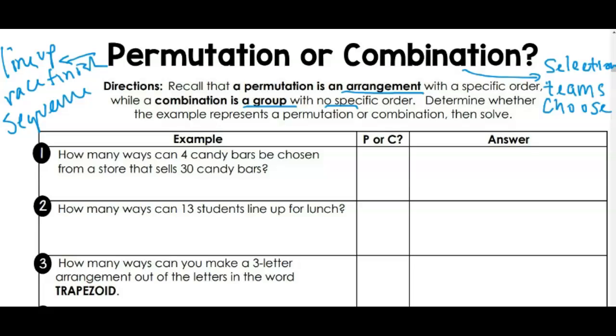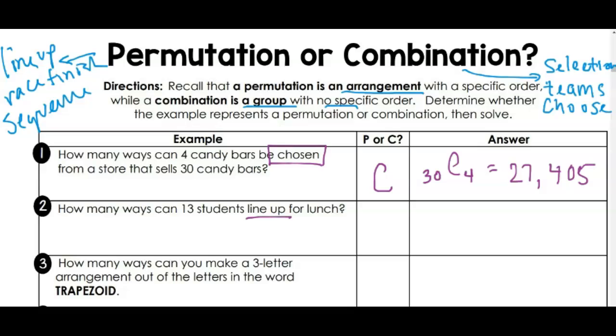So the first example is how many ways can 4 candy bars be chosen from a store that sells 30? The key item here is the word chosen, and chosen would lean towards combination. If we're thinking of a combination, then we have a total of 30 candy bars, and from that we're going to choose 4 of them, and using your calculator shortcut, you'll see that we'll have 27,405.